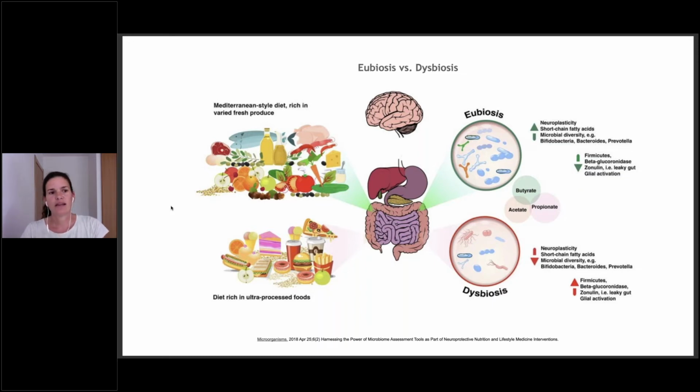So a Mediterranean style diet, rich in fresh food and full of fiber, would lead to a healthier status of the gut microbiota. And in opposition, we would have the typical Western diet, with a very low nutrient density and a low quantity of fiber, etc., that would lead to the dysbiosis situation.